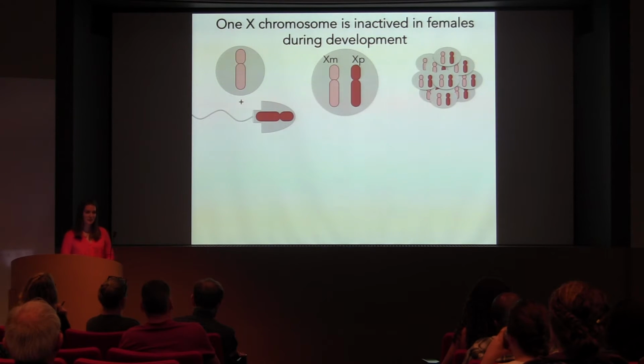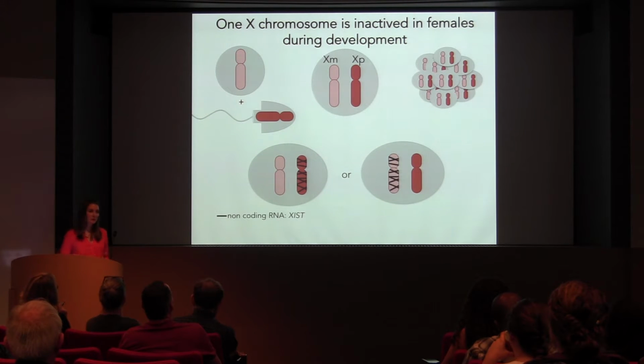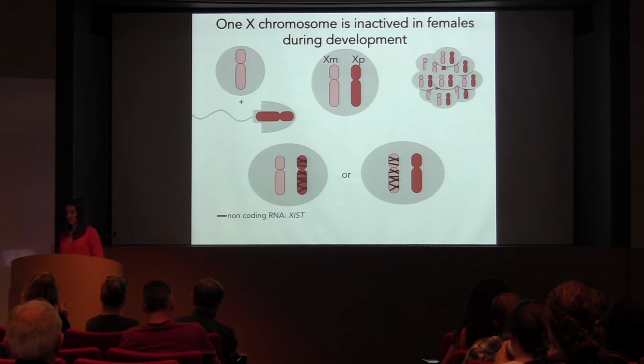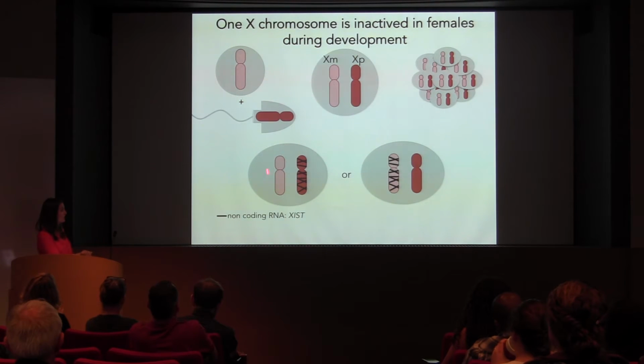But at some point during development, likely in one of the pictures that Renee showed between day 2 to day 3 of human development, 1 X chromosome is randomly turned off. And I'm illustrating this with these black hash marks here, and they actually represent Xist. Xist is a non-coding RNA that physically coats the entire X chromosome and effectively turns it off. And because of this, women then have 1 effective copy of the X chromosome.